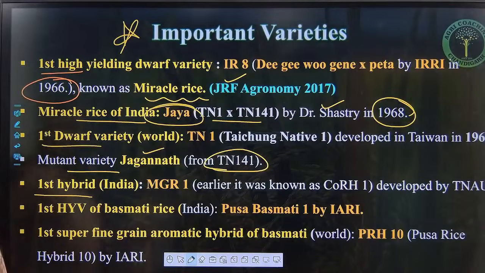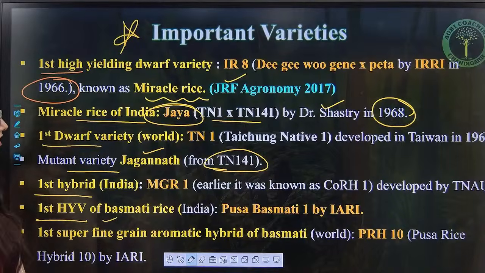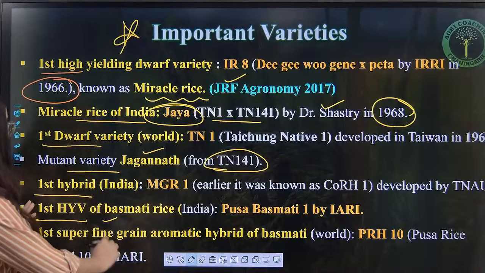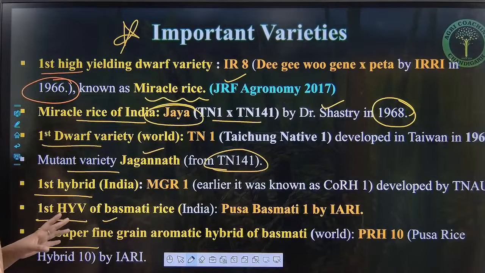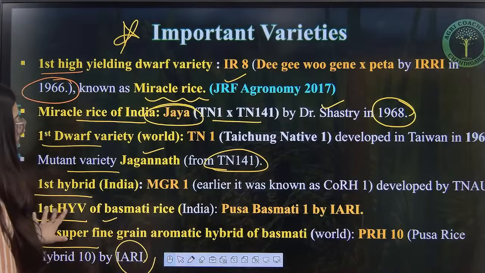The first hybrid of India is MGR1. Earlier it was known as CORH1, again developed by TNAU. The first high yielding variety of Basmati rice in India is Pusa Basmati 1 by IARI. Then the first super fine grain aromatic hybrid of Basmati, PRH10, the Pusa Rice Hybrid 10 by IARI.